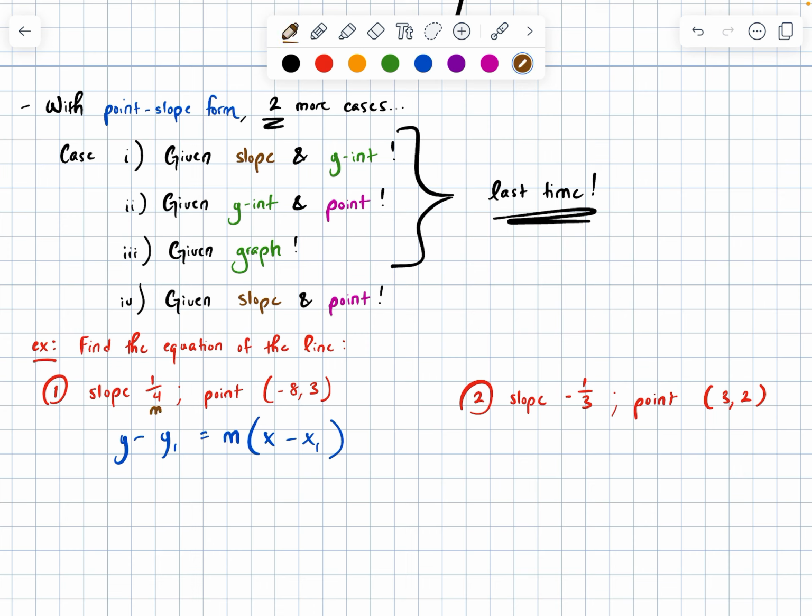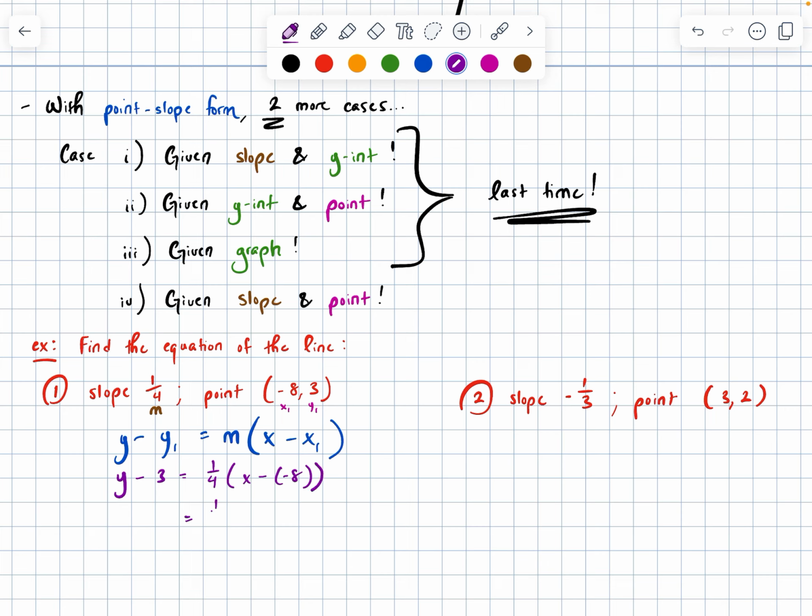So I have a slope of 1/4. That's going to take the place of my m. My point negative 8 comma 3, I'm going to label my negative 8 as x1, my 3 as y1. Slotting everything into place, y minus y1, which is 3, is equal to m, which is 1/4, times parentheses x minus x1, that's negative 8.